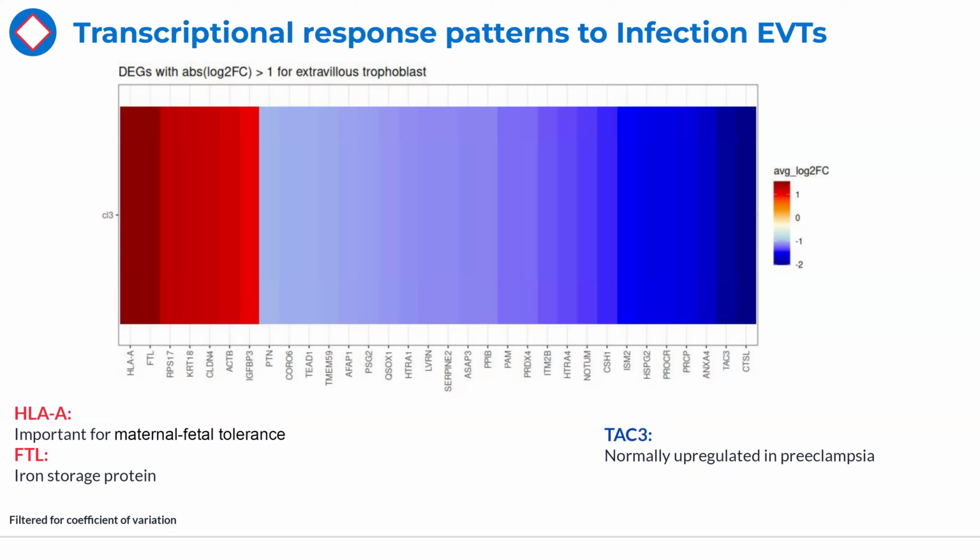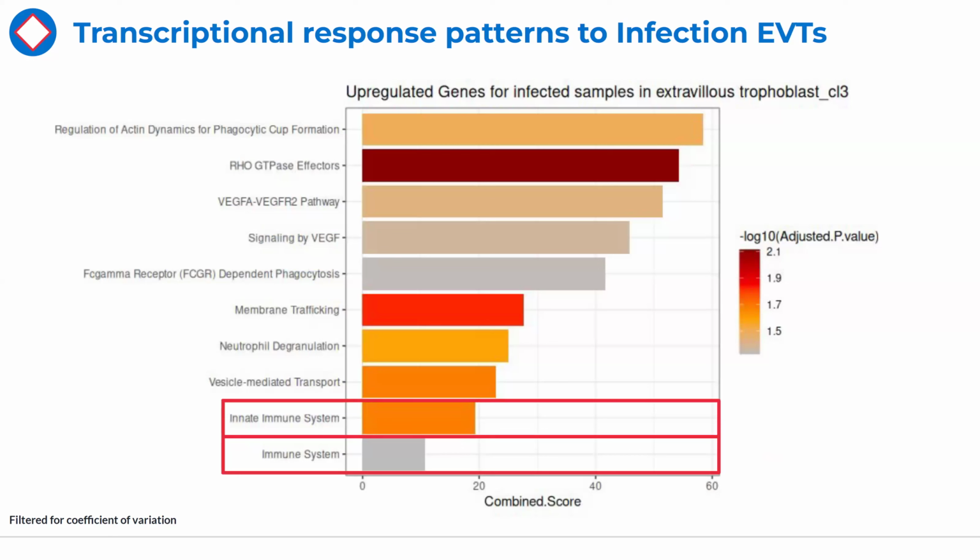But we also see some things that we didn't expect. For example, TAC3, this is a gene that is normally upregulated in preeclampsia placentas, but in our case, this is downregulated in EVTs. We look at some gene enrichment analysis.